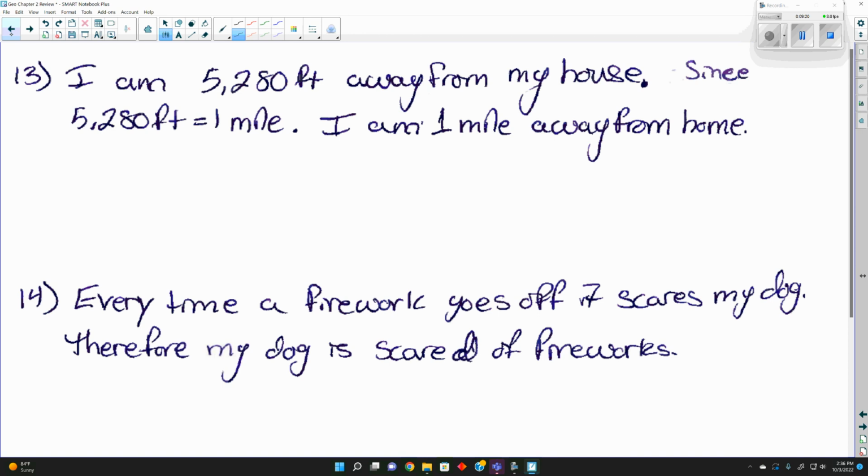13, I am 5,200 feet away from my house. Since 5,250 feet is equal to 1 mile, I am 1 mile away from home. This would be deductive because it's a fact.